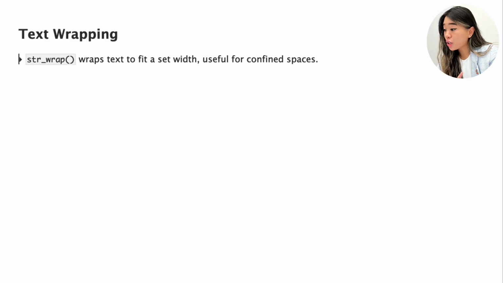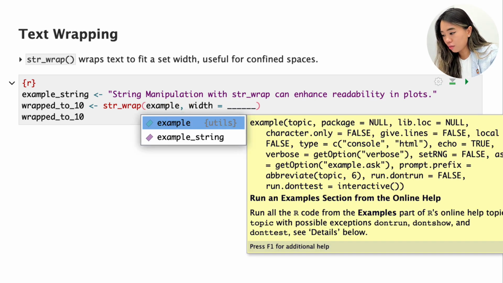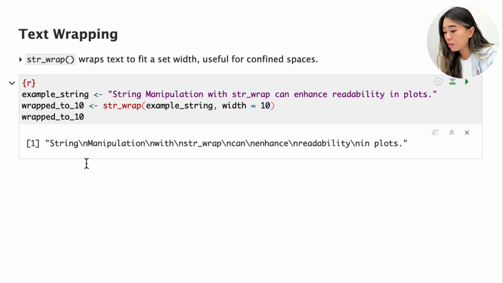Moving forward, the string wrap function wraps text to a set width, and this is helpful to fit strings into confined places like plot titles within your ggplots. So, for example, to see this function in action, we'll create this long string. And now, if we want to wrap this text into 10 characters, we can write within the string wrap function the example string that we created as the first argument and the width as 10 because we want it wrapped to 10. So we run that and we run the last line, we have the following output.